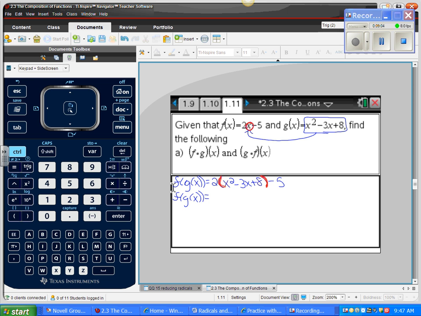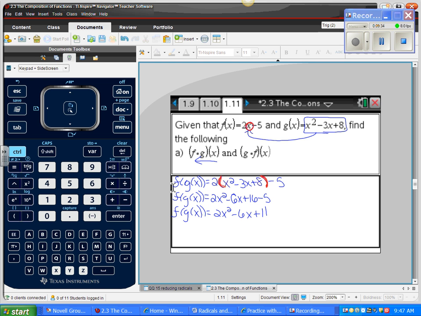So we're going to distribute. And then combine like terms. And there's your composition function f of g of x. Okay? So we worked from right to the left. G went into f. Okay?